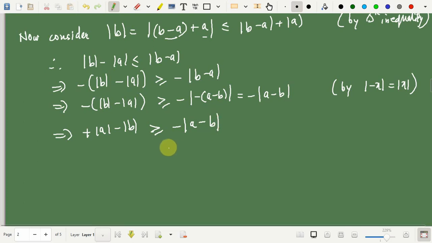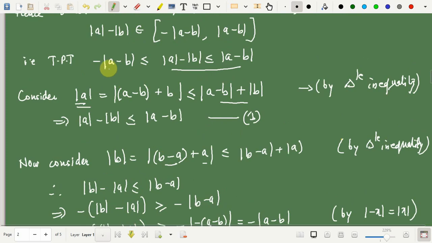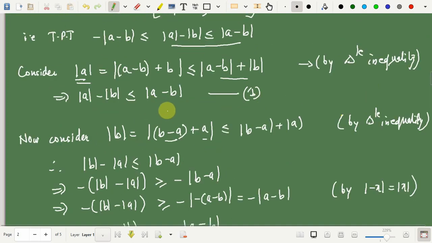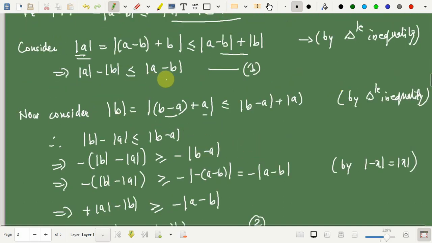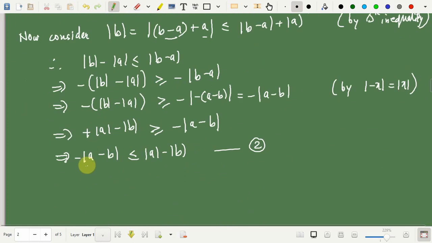So, are we done with the result? We want to attain this inequality: mod of (A minus B), on the right hand side, is less than or equal to mod of A minus mod of B. So, this can be written as minus of mod of (A minus B) is less than or equal to mod of A minus mod of B. And therefore, using 1 and 2, one says that mod of A minus mod of B is less than or equal to mod of (A minus B), and here minus of mod of (A minus B) is less than or equal to mod of A minus mod of B.